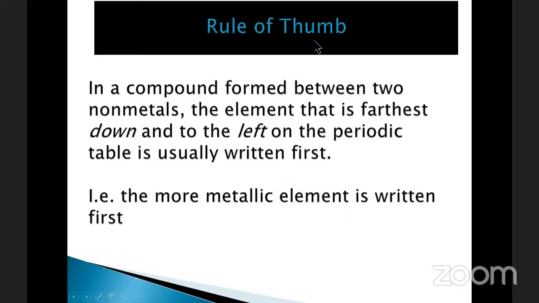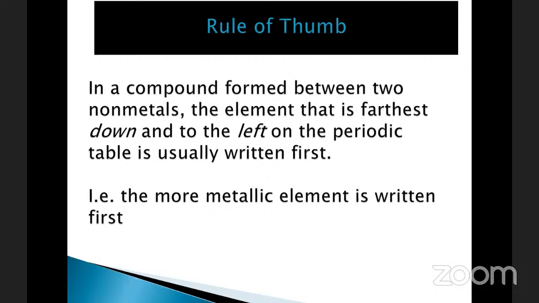Well, according to the rule of thumb established by IUPAC, in a compound formed between the two nonmetals, the element that is farthest down and to the left on the periodic table is the one that is usually written first. And when I say written first, I mean written first not only with respect to the formula, but also with respect to the name. So another way of stating this is that the more metallic element is written first. So basically if you have two non-metallic elements coming together to form a binary molecular compound, in the name and in the formula, the first element is the one that is furthest to the left in the periodic table and furthest down in the periodic table, all right?